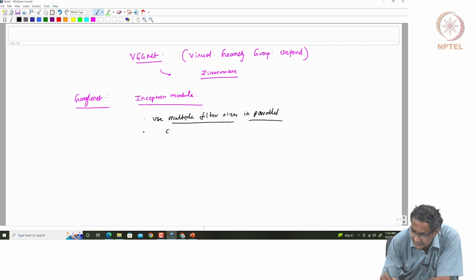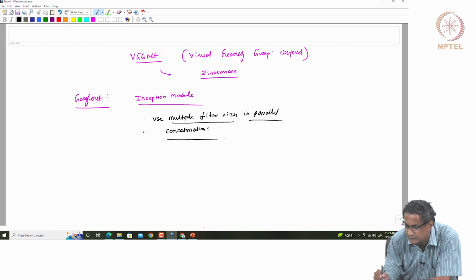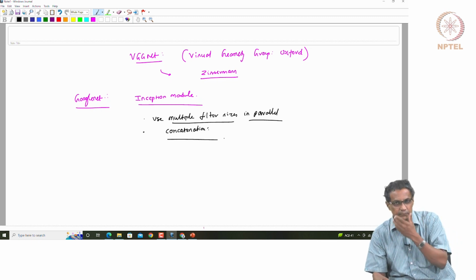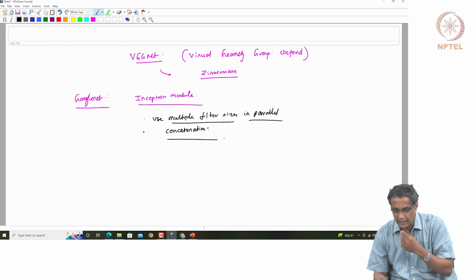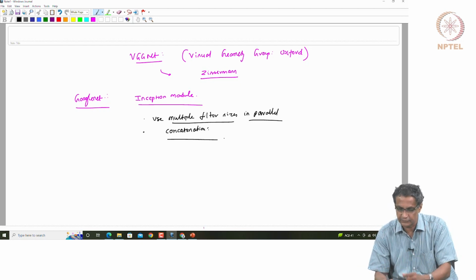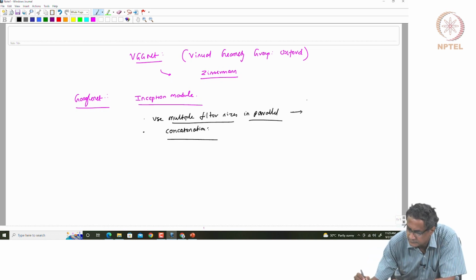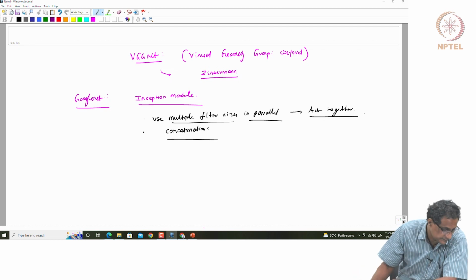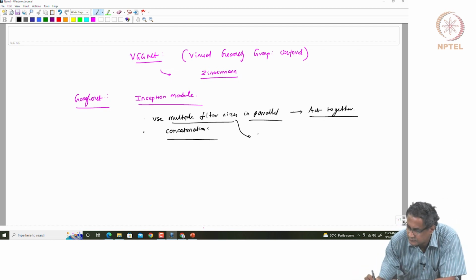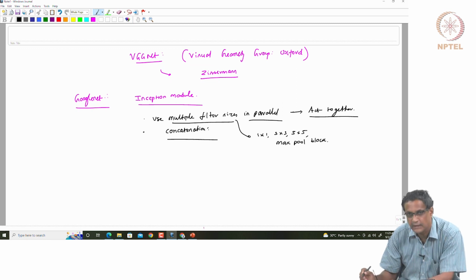And then there was a concatenation idea, which was again sort of new. Concatenation in terms of combining multimodal inputs was kind of known, but concatenation of feature maps was still a novel idea. So they all had to act simultaneously. What they introduced was 1 cross 1, 3 cross 3, 5 cross 5, and in fact they even had a max pool block. So they had all these together.